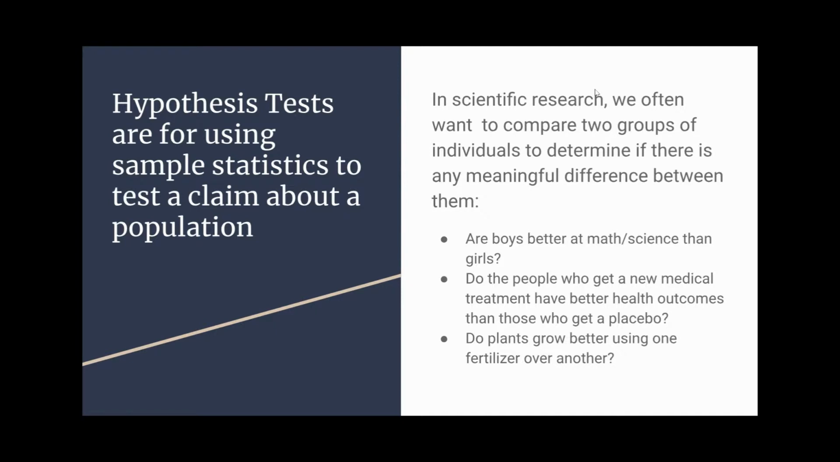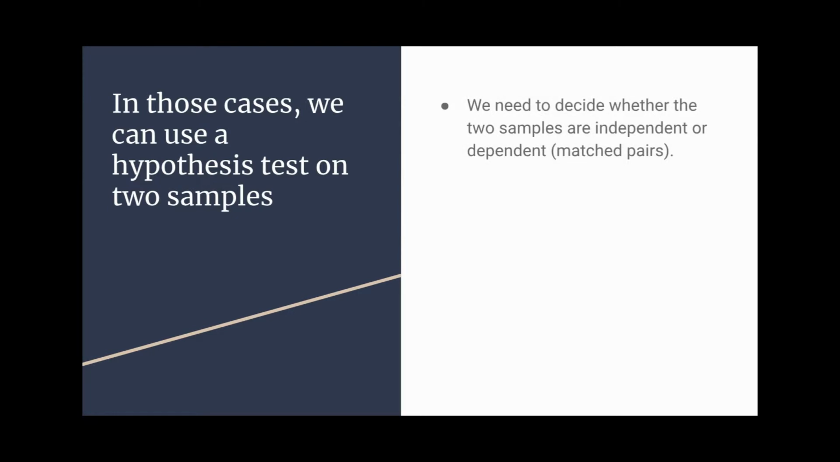So, are boys better at math and science than girls? Do people who get a new medical treatment have better health outcomes than those who get a placebo? Or maybe we want to know if plants are going to grow better using one kind of fertilizer over another. And there are probably plenty of other examples of this, and I imagine you can think of a few in your own field that you're interested in. So in those cases that we want to do a comparison, we can use a hypothesis test on two samples.